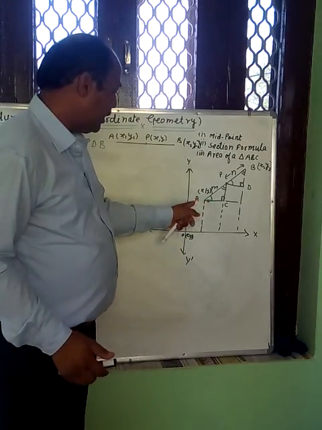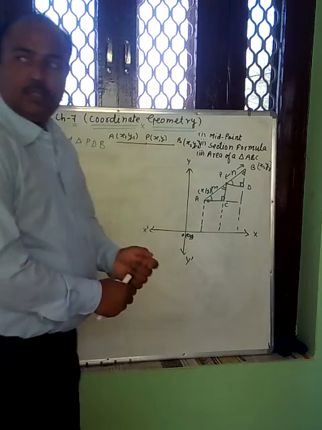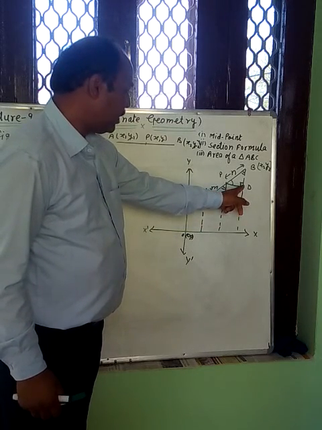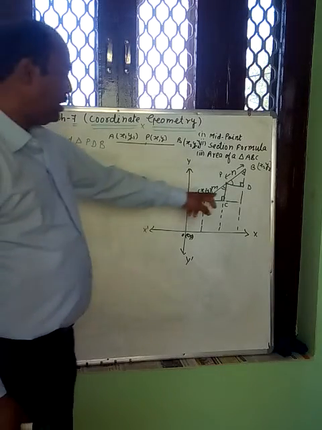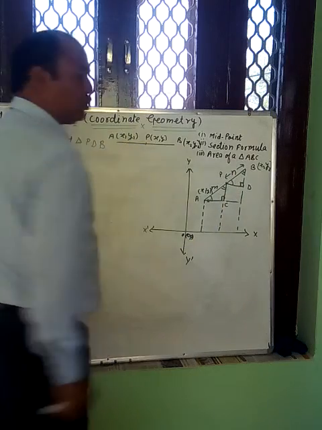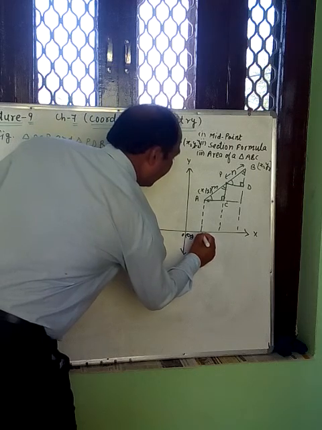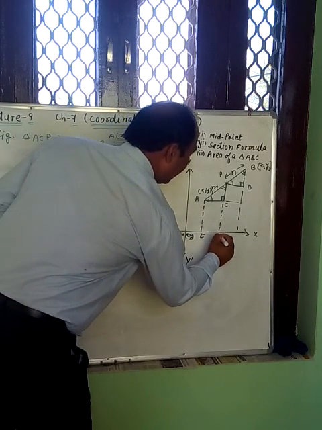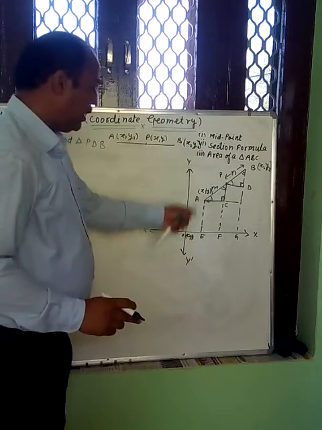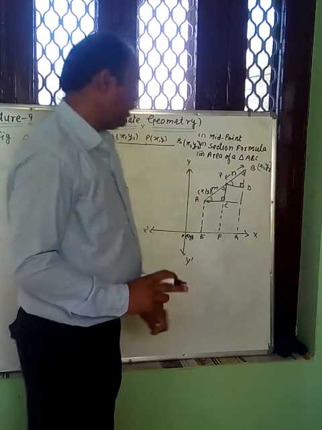In triangles ACD and PDC, angle C is equal to 90 and D is also 90. There are two angles of 90 degrees, and two angles are corresponding angles because these lines are parallel lines. That means AE is parallel to PF is parallel to BG.